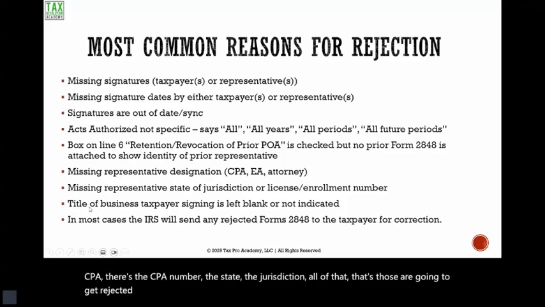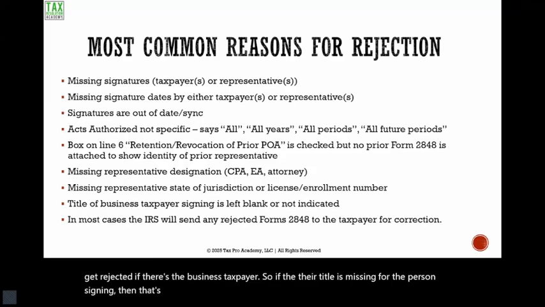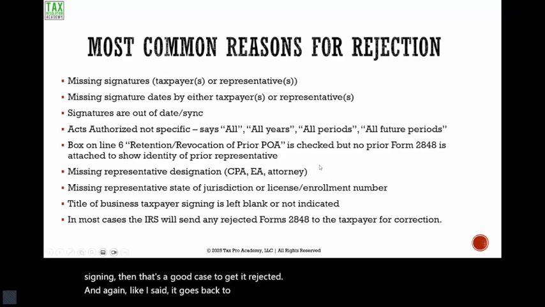If it's a business taxpayer and the title is missing for the person signing, then that's a good case to get it rejected. And again, like I said, it goes back to the taxpayer to get it corrected.